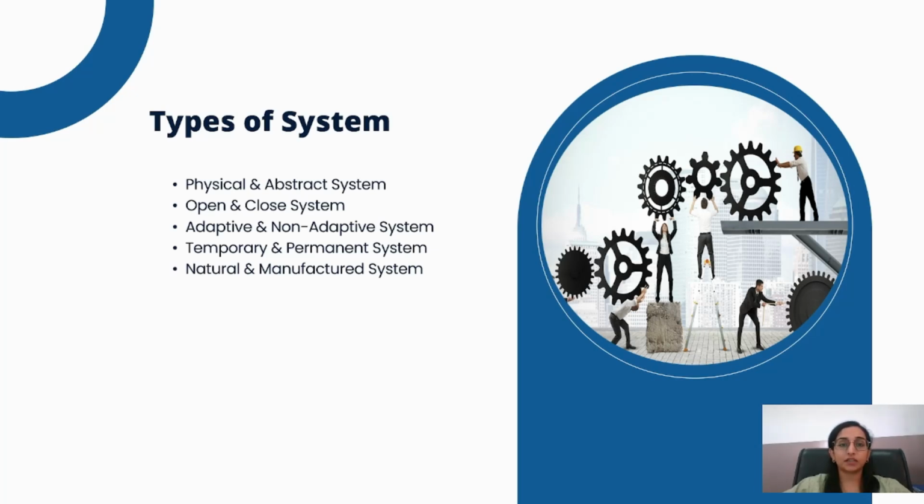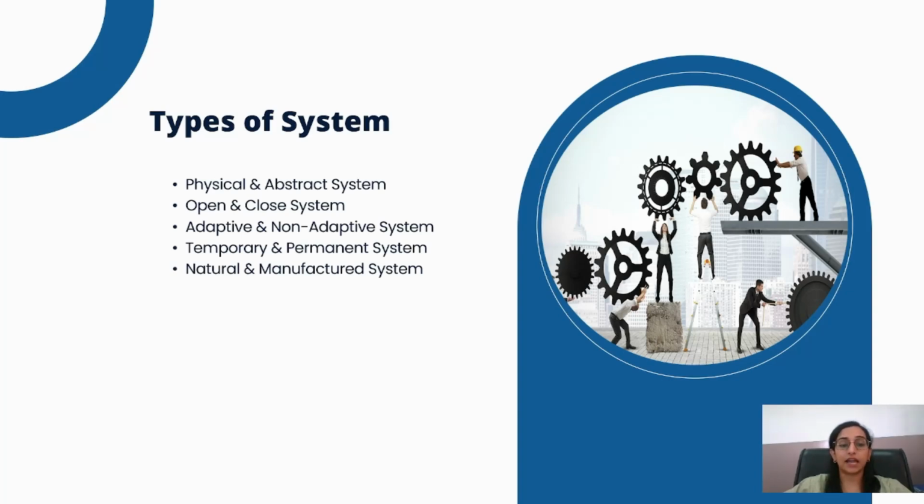Next, we have temporary and permanent systems. So, temporary systems are made for a specified time and after that they are dismantled. For example, a DJ system is set up for a program and it is disassembled after the program. On the other hand, permanent systems persist for the long term. An example is business policies because you can't change policies every day.